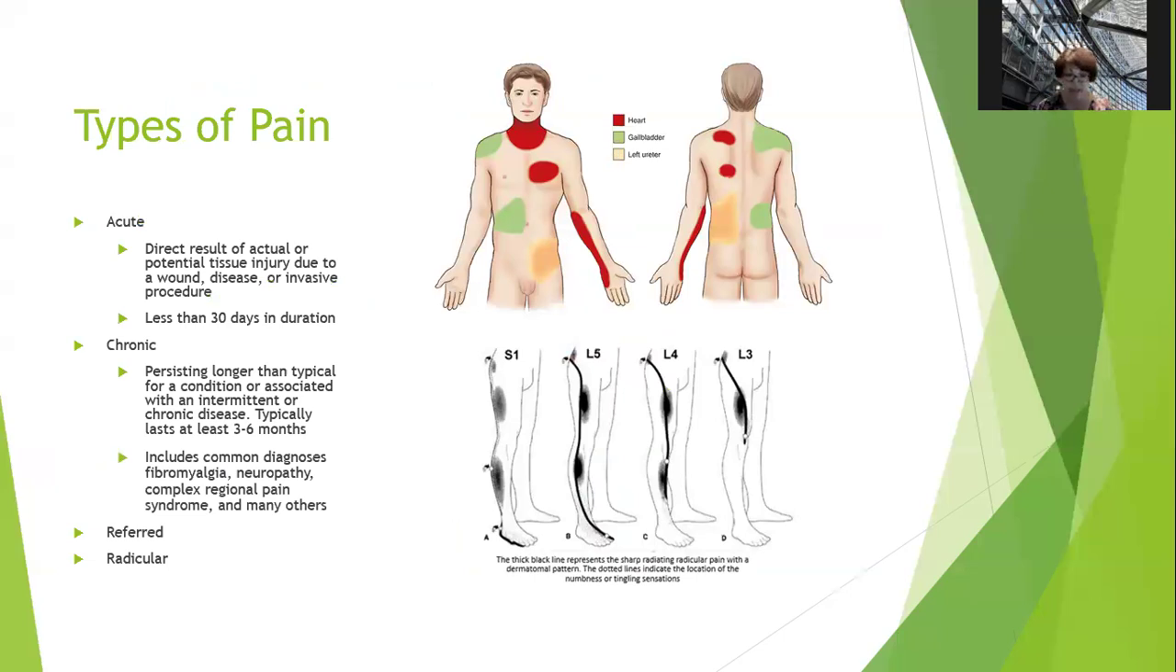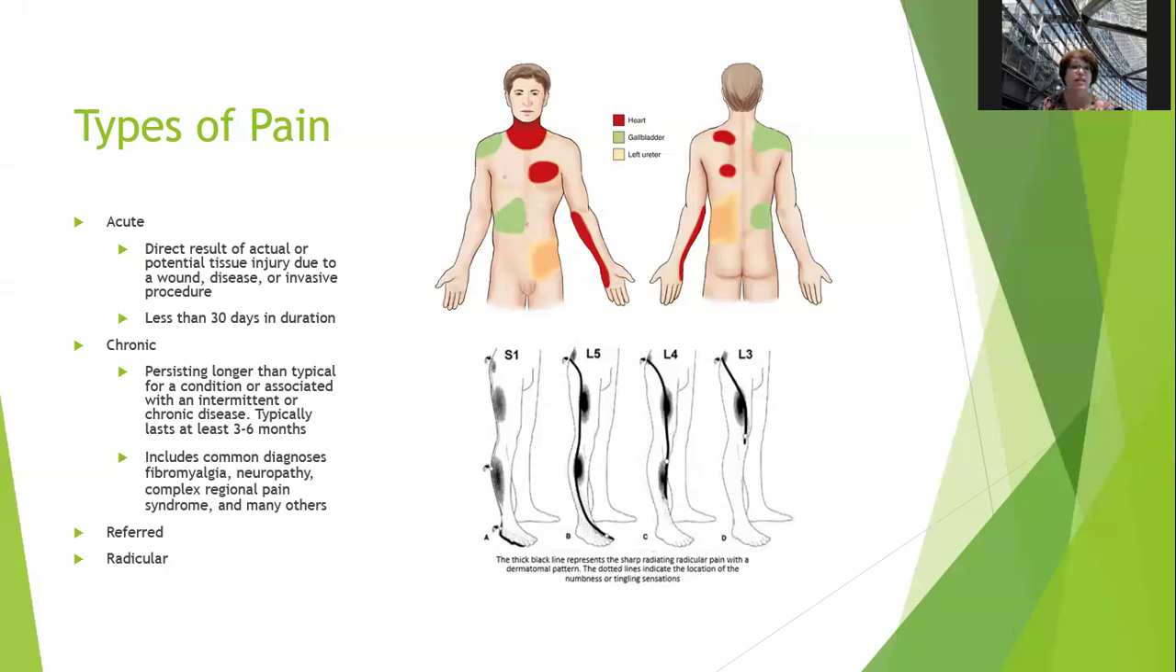So the different types of pain that we're going to talk about: acute pain and chronic pain, which we've talked a little bit about. Acute pain is a direct result of actual or potential tissue injury due to wound, disease, or invasive procedure. So you stub your toe and ouch, it really hurts. That's acute pain, usually less than 30 days in duration. Chronic pain persists longer than typical for a condition, or is associated with intermittent or chronic disease. It typically lasts at least 3 to 6 months and frequently longer. It includes a lot of common diagnoses like fibromyalgia, neuropathy, complex regional pain syndrome, and many, many others.